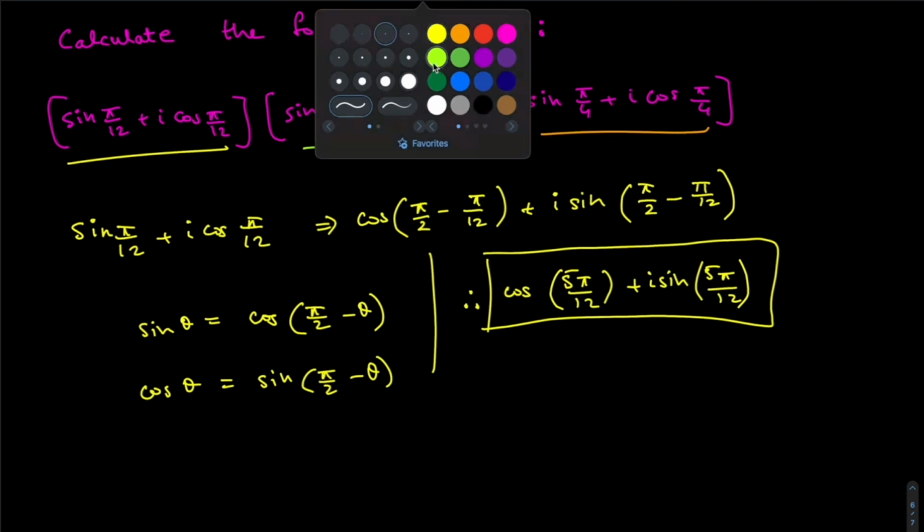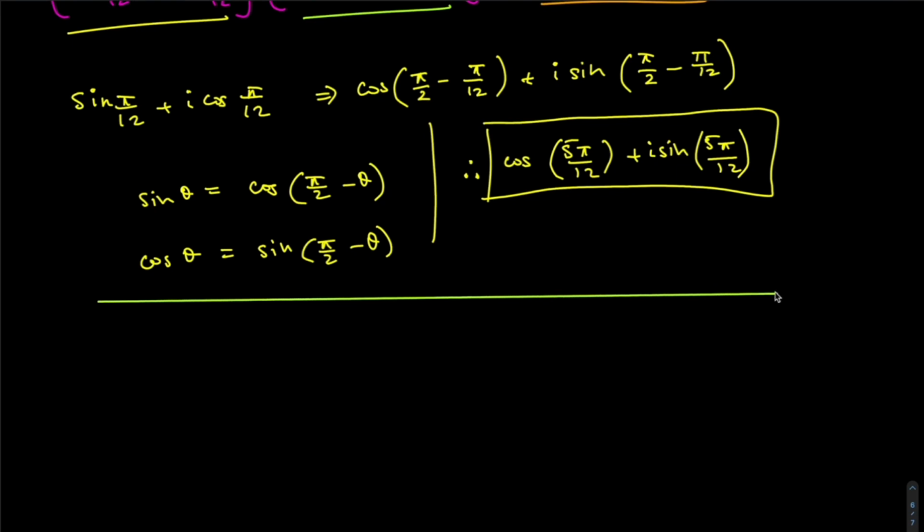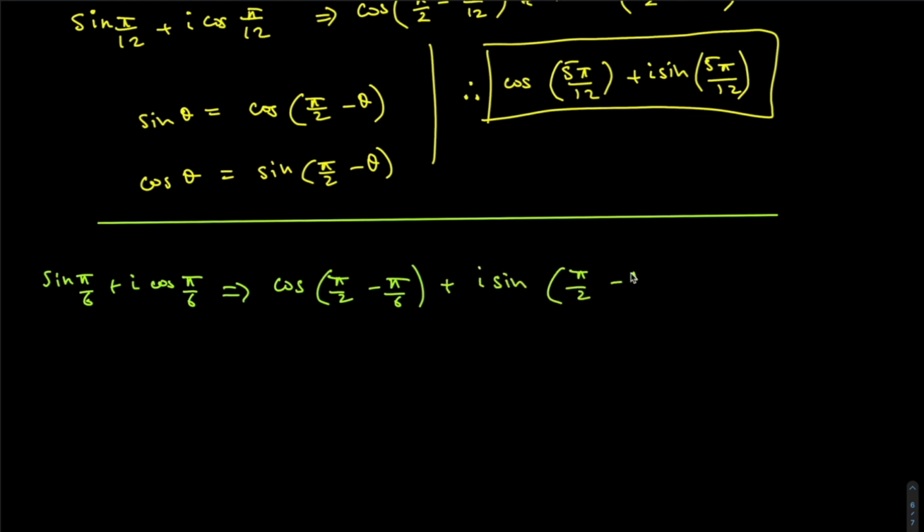Now let's look at the second one. I'll take it in green. We'll have sine of pi by 6 plus i cosine of pi by 6. And if I convert this, I'll have cosine of pi by 2 minus pi by 6, I'm using the same thing again and again, plus i sine pi by 2 minus pi by 6. Simplifying this a little bit more, I'm going to get 3 pi by 6 minus pi by 6. So I'm going to have 2 pi by 6, which is pi by 3, right?